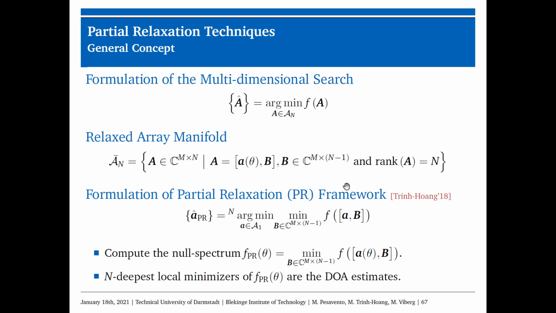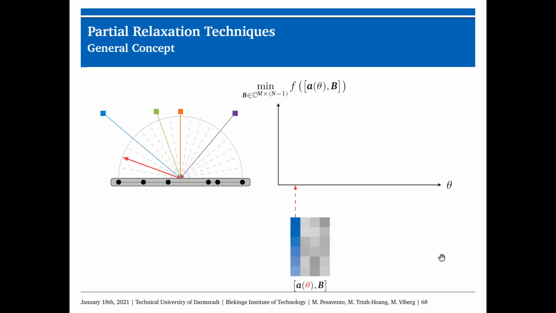The minimum of this inner optimization problem corresponds to one value of the null spectrum at the direction A of theta. Then we perform a spectral sweep over the full field of view to search for the n deepest local minima of the null spectrum. These locations are our DOA estimates. We can illustrate the concept of the partial relaxation framework, or PR in short, in the following figures.